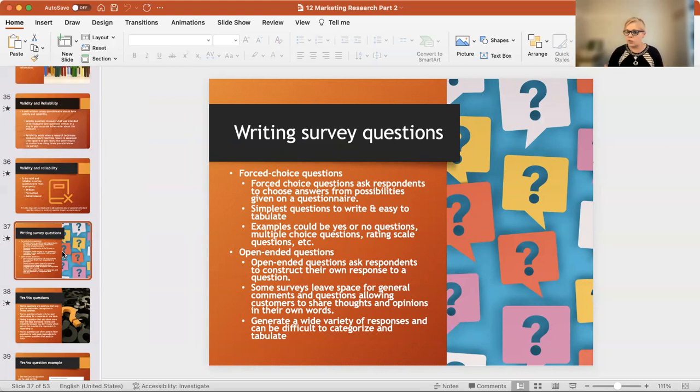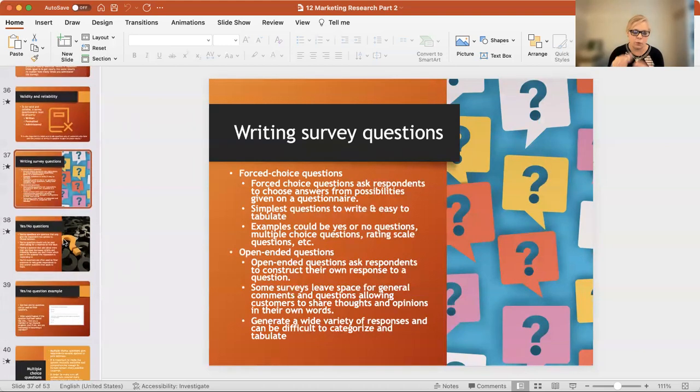Open-ended asks someone to construct their own response. How do you feel about Amazon not delivering in 2 days anymore? That gives you an idea. You can answer that question. It's not a yes or no, and it's not forced.